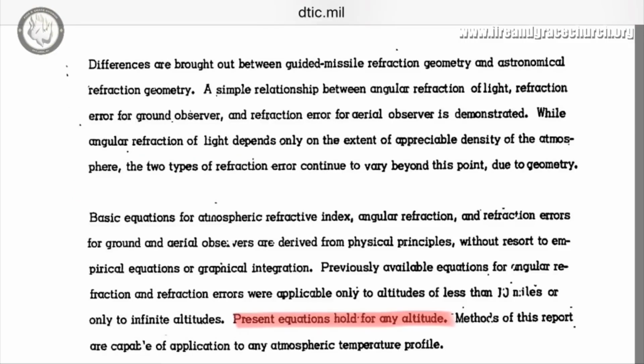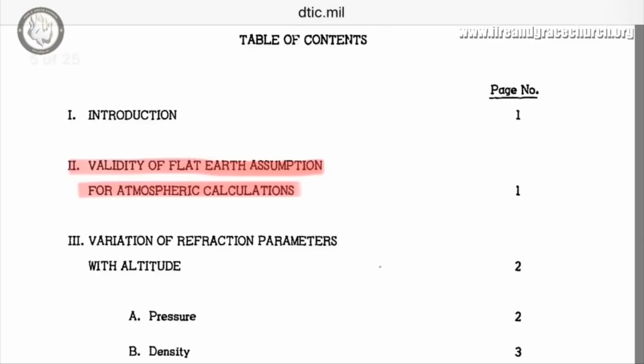Let me back up. Remember, present equations hold for any altitude. So some of this study of basic atmospheric equations, this is for any altitude. And this is the introduction. This is the table of contents. Introduction, the validity of flat earth assumption for atmospheric calculations. If the earth was not flat, why would you start off a classified document, under threat of law in the Espionage Act? Why would you classify that? It's all here, folks.